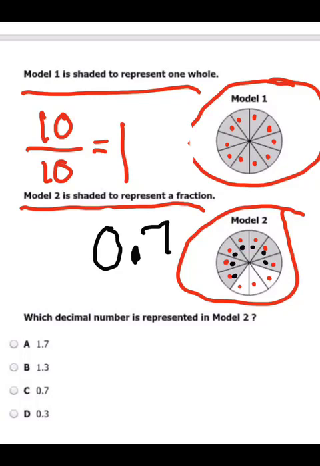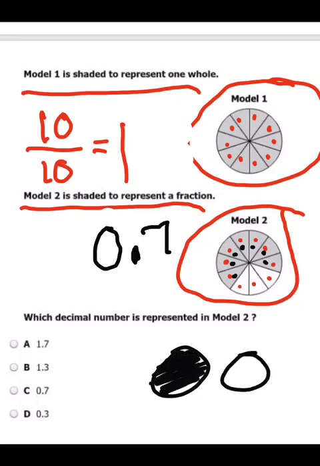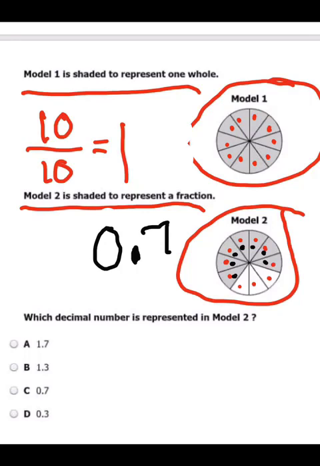A is 1.7, 1 and 7/10. Well, that would mean we have one fully shaded, and then one that's only shaded 7/10. That's not right. Cross out A. B says 1 and 3/10. Well, we know that Model 2 doesn't fill a whole, so it can't be B because there's no whole to put in the ones place.